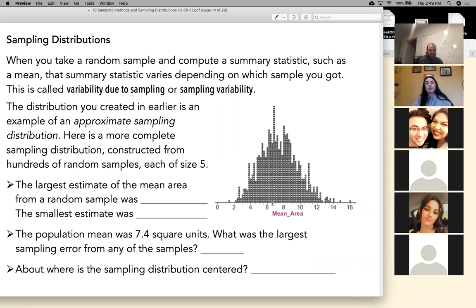16. How many times did we get a mean of 16? 1. So that's kind of like an anomaly. Which one, in fact, is the one that we got the most times? It's looking at the graph. Which one is the one that we got the most times?